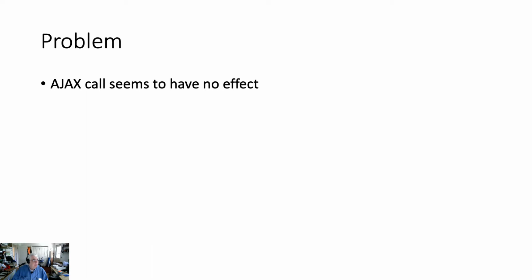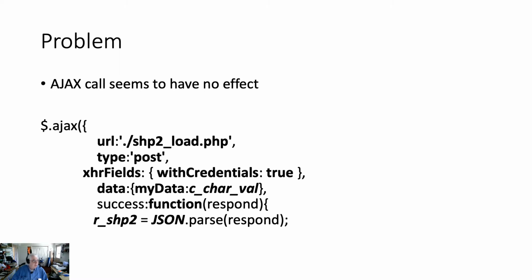Alright, so the problem is you get to the point in the program where you know that there should be an AJAX call and nothing happens. And it would probably look something like this. So we know that the program we're trying to run is ship2load.php. But we also know that AJAX is passing in things, and so we can't run it from the URL.